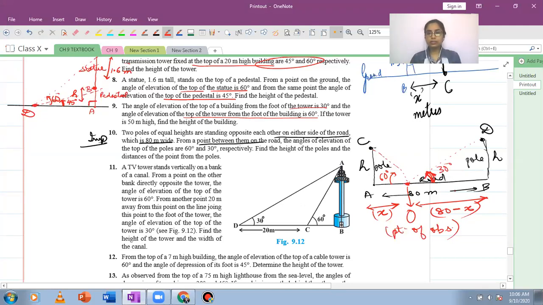So this is the first thing you want to remember. If you want, you can work with another variable. You can mark y on the right side, but you will have to remember that x plus y is 80. You will have to use that later.